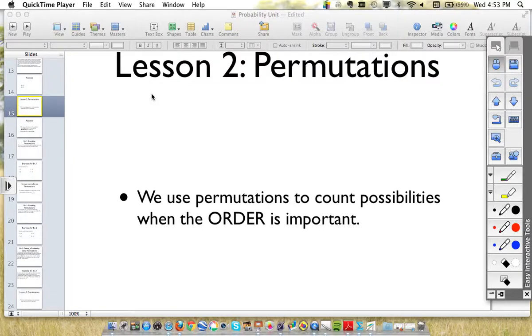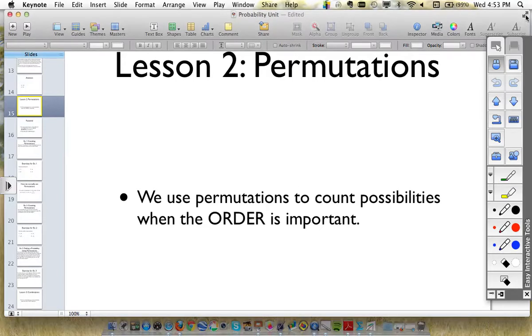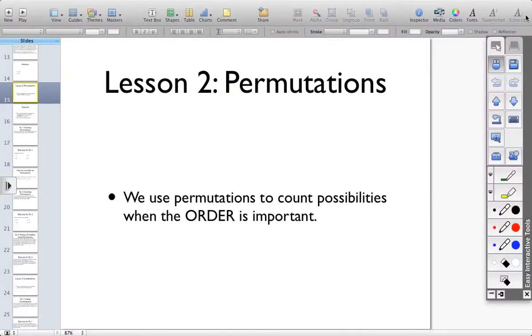All right, we're starting our next lesson on permutations. This is a process that we use in order to count the possibilities when order is important. Talking about the order of the possibilities being important.